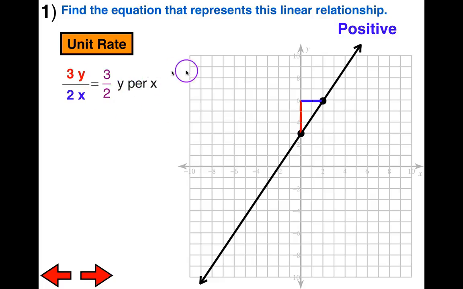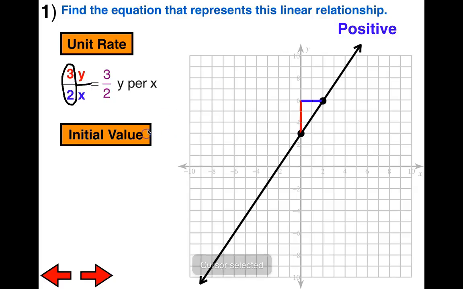How I got that, technically what I did was I went ahead and split up the fraction as 3 halves. And the way that I got y per x was because I did y per x. And that's it. So now what you're going to do is look for the initial value. Before we actually take a look at the initial value, I want you to notice something.